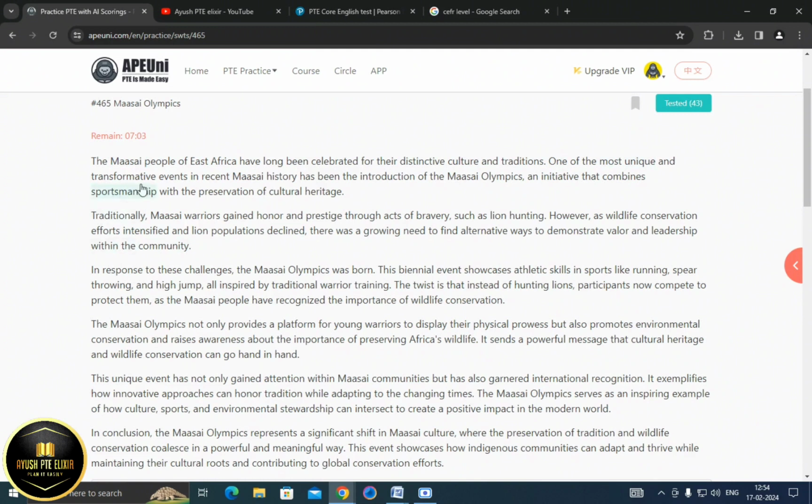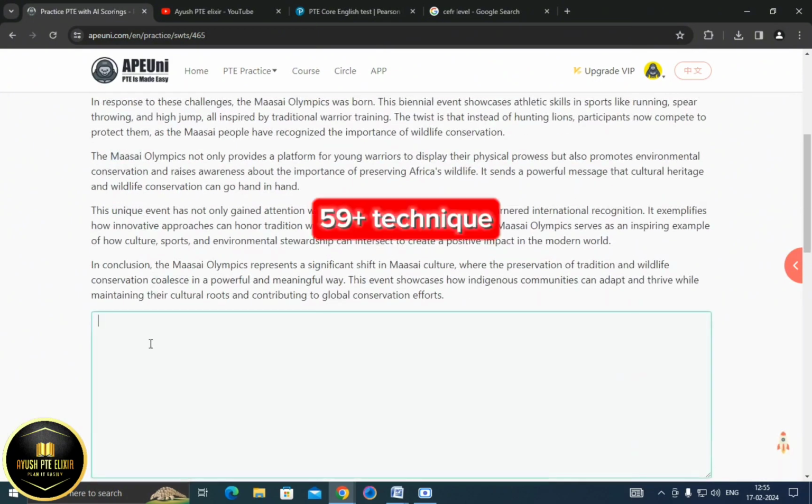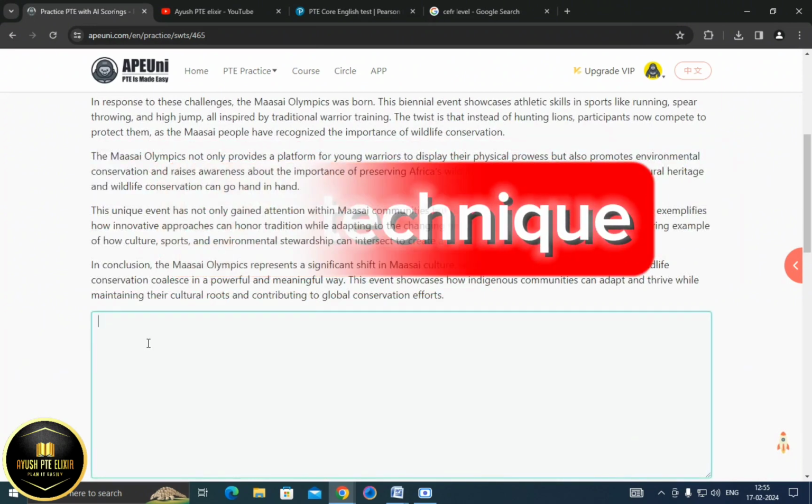One of the most unique transformative events in recent Maasai history has been the introduction of the Maasai Olympics, an initiative that combines sportsmanship with the preservation of cultural heritage. So you can see the important phrases are distinctive culture and traditions and the preservation of cultural heritage with the sportsmanship. So we can combine them. If you have good lexical knowledge, if you have good grammatical knowledge, then you can definitely connect them. Otherwise, there is no need. What you can do is try to cut and copy the line exactly. So what I suggest is you go with this technique.